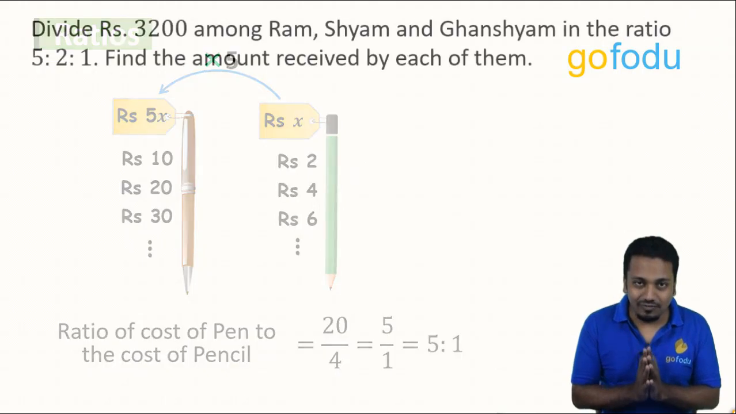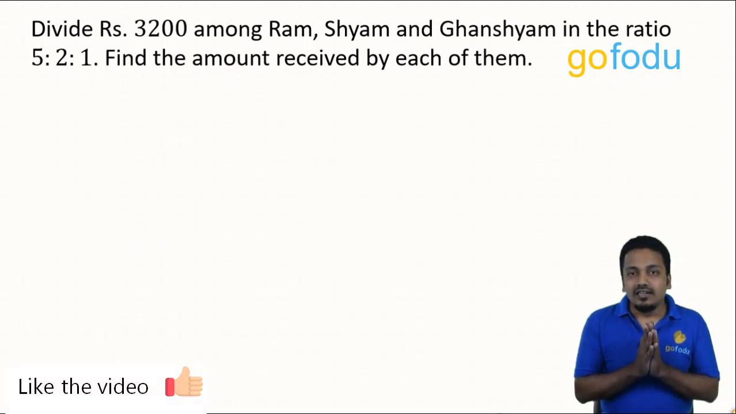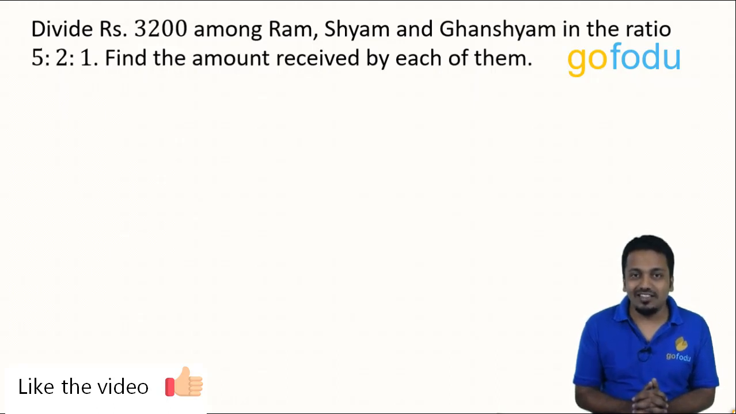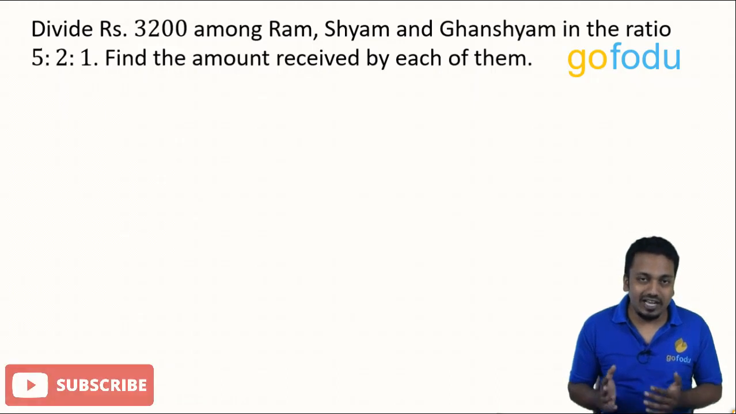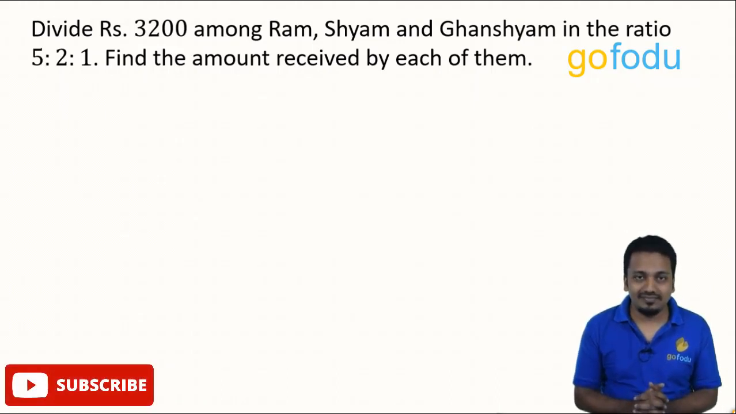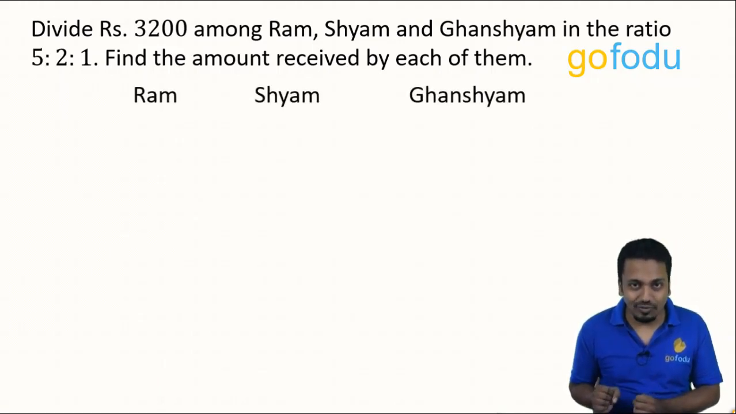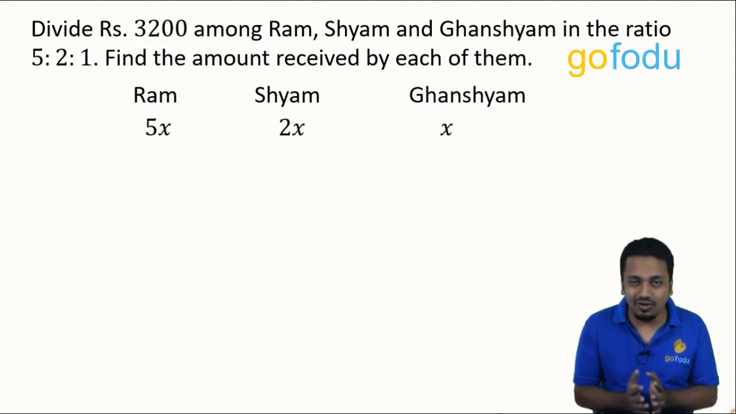So let's solve a few questions now. Divide rupees 3200 among Ram, Sham and Gansham in the ratio 5 is to 2 is to 1 and find the amount received by each of them. If the ratio is given, we can assume their individual shares, right? It would be 5x, 2x and x, where x is the multiplying factor, or you can call it the proportionality constant.